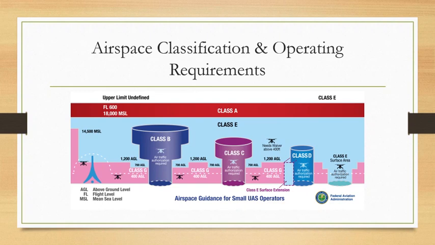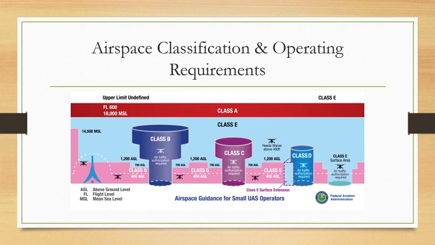Class D is going to be denoted on an aeronautical sectional chart as a dashed or dotted blue line, and that will begin at the surface and extend up to about 2,500 feet MSL.